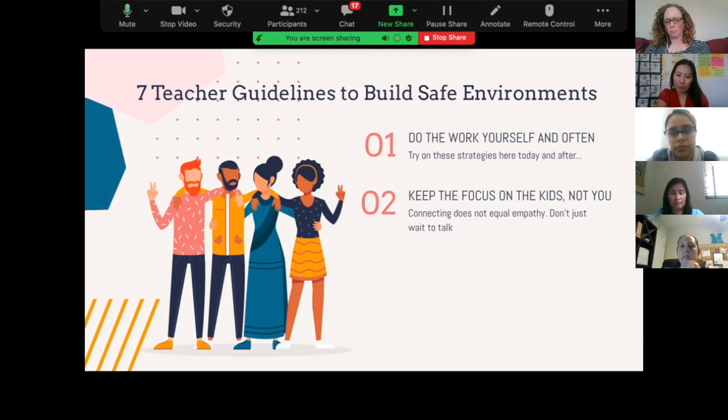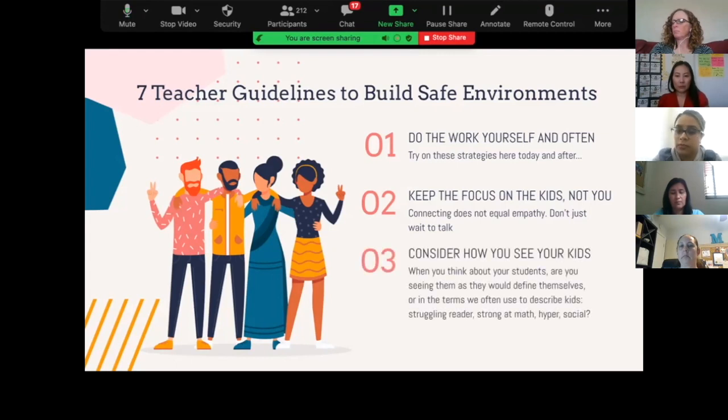But there's sort of a fallacy in that thinking, because what we really need to understand is that connecting does not necessarily always equal empathy. And she said something in her book. She said, don't just wait for your opportunity to talk, like as a teacher waiting for a student to finish so that you can redirect that conversation or facilitate it in a certain direction.